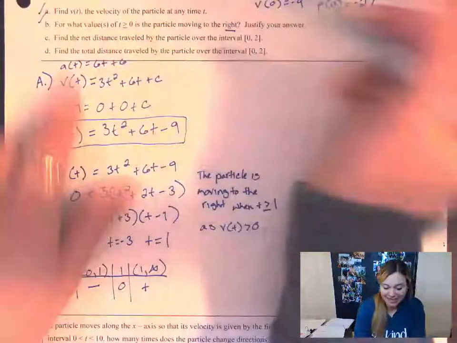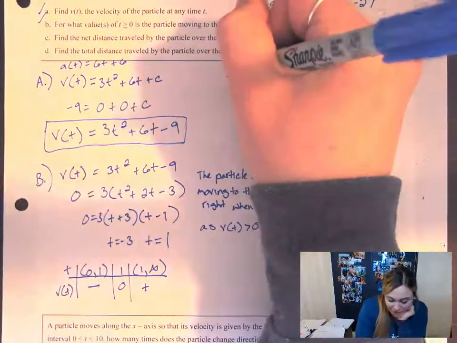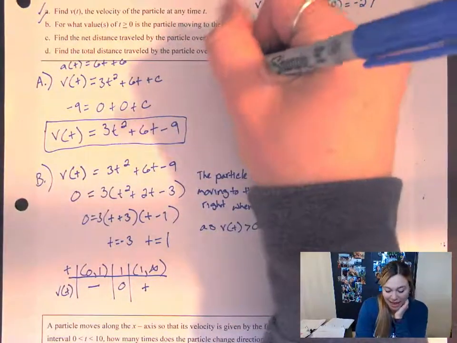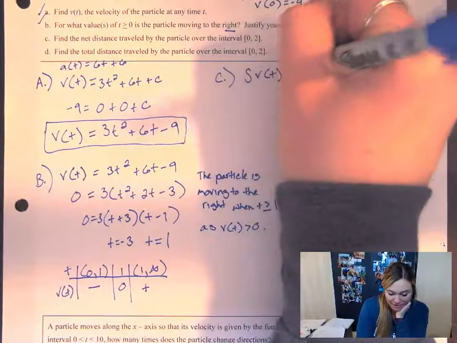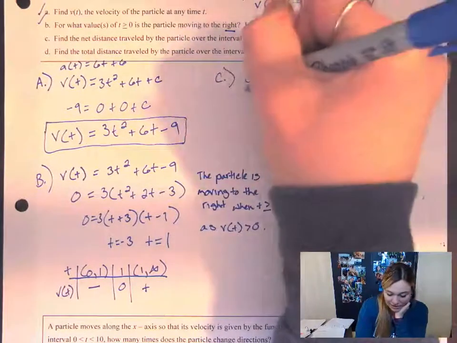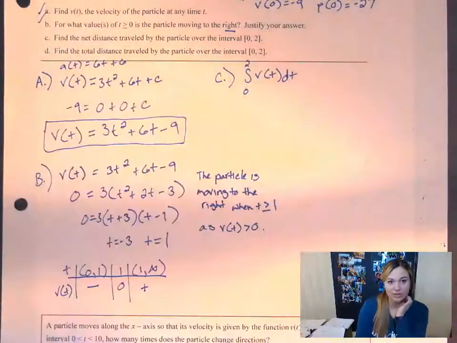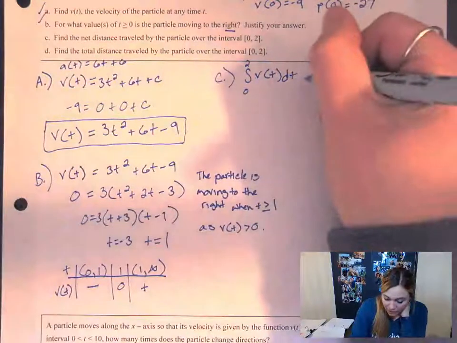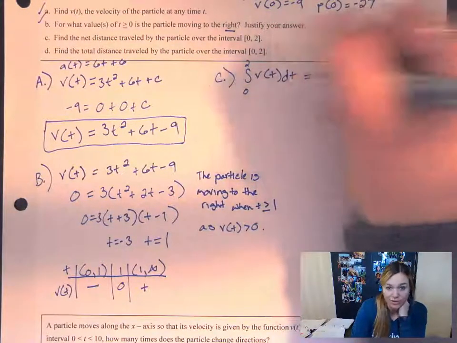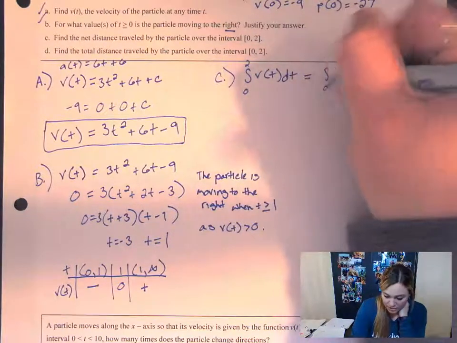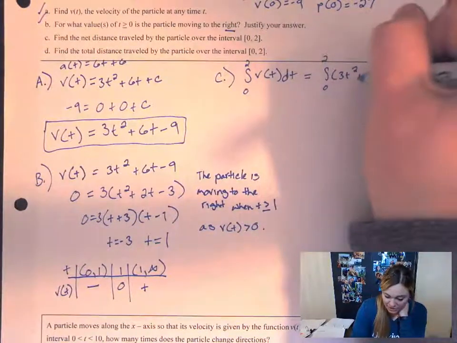Part C, find the net distance. Okay, net distance, remember, is going to be p of b minus p of a, or I can say the integral of v of t. And I want on this interval from 0 to 2. Net distance, so 0 to 2. I don't have to do anything with absolute value in here. The integral from 0 to 2 of v of t was this whole thing, 3t squared plus 6t minus 9.